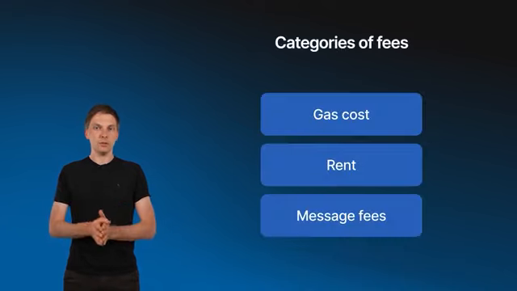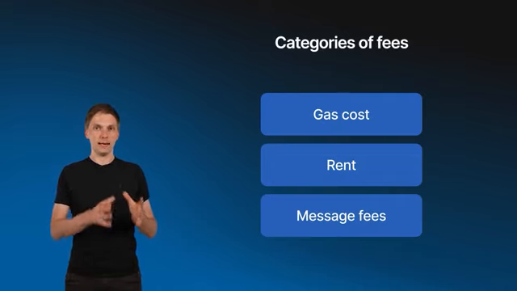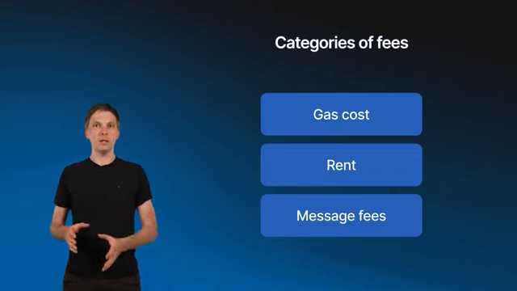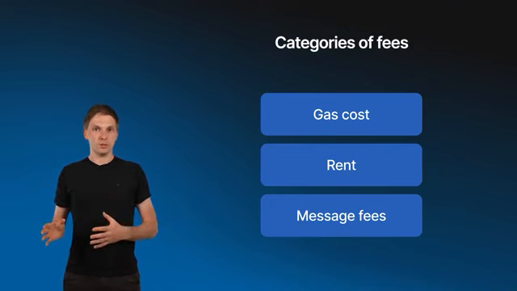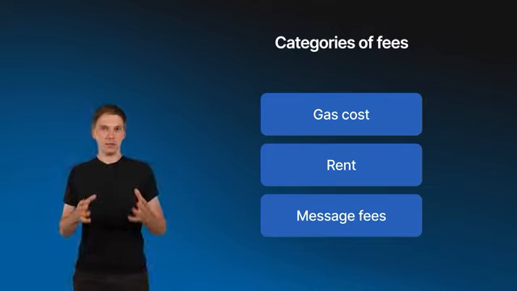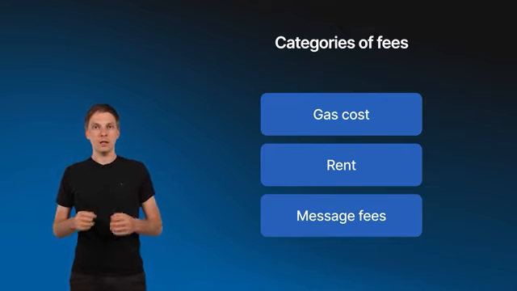of fees. Now, in TON, there are generally three categories of fees. This is the gas cost, the rent, and the message fees. Let's talk about each of them in detail. And what are the gas fees?